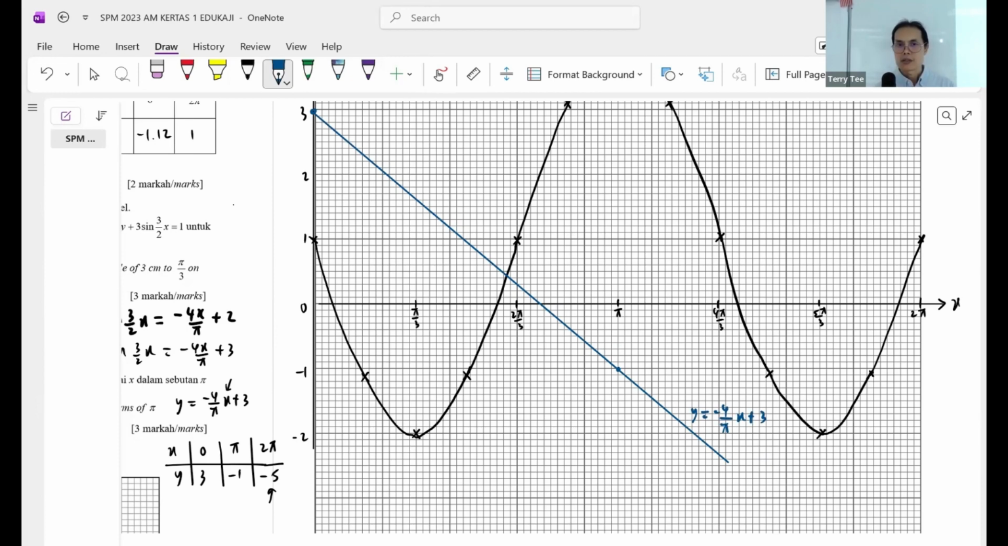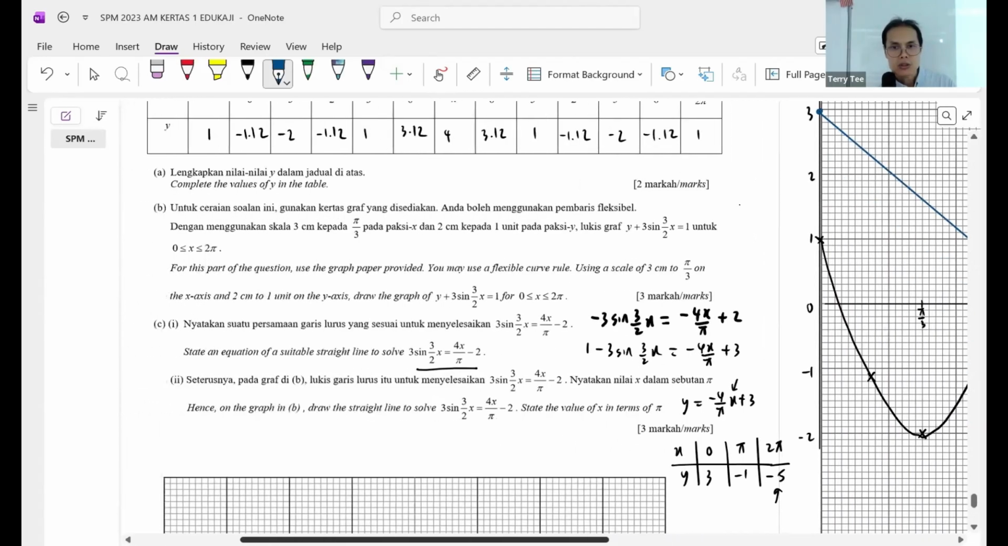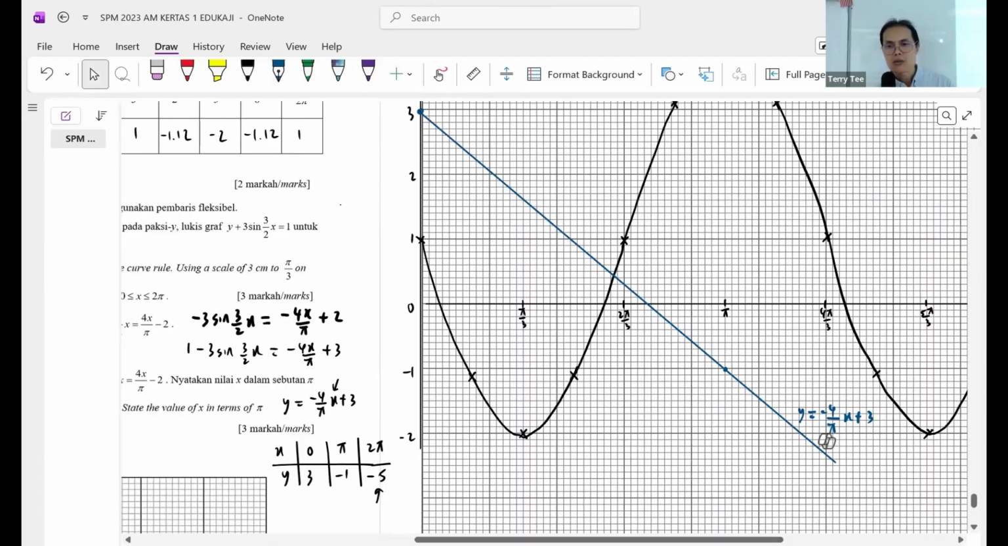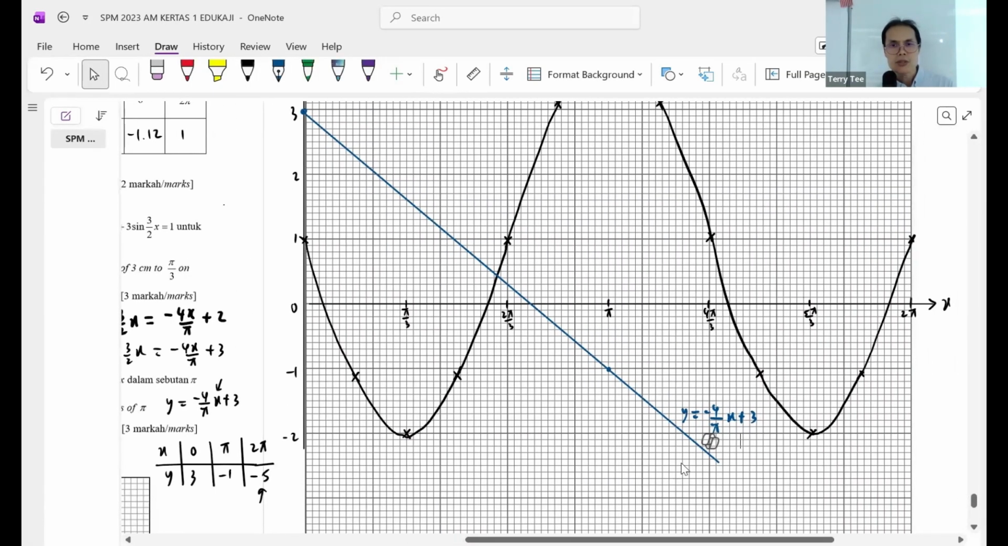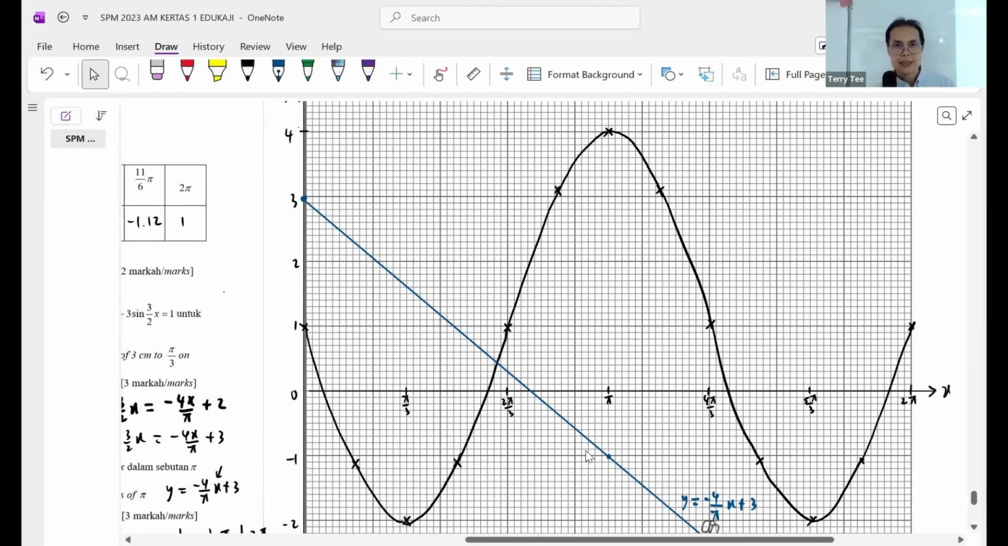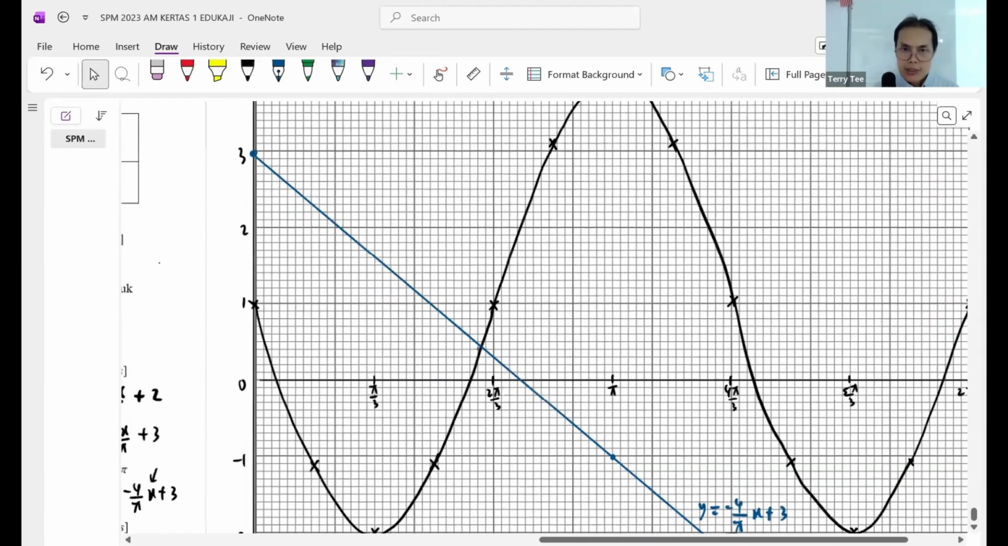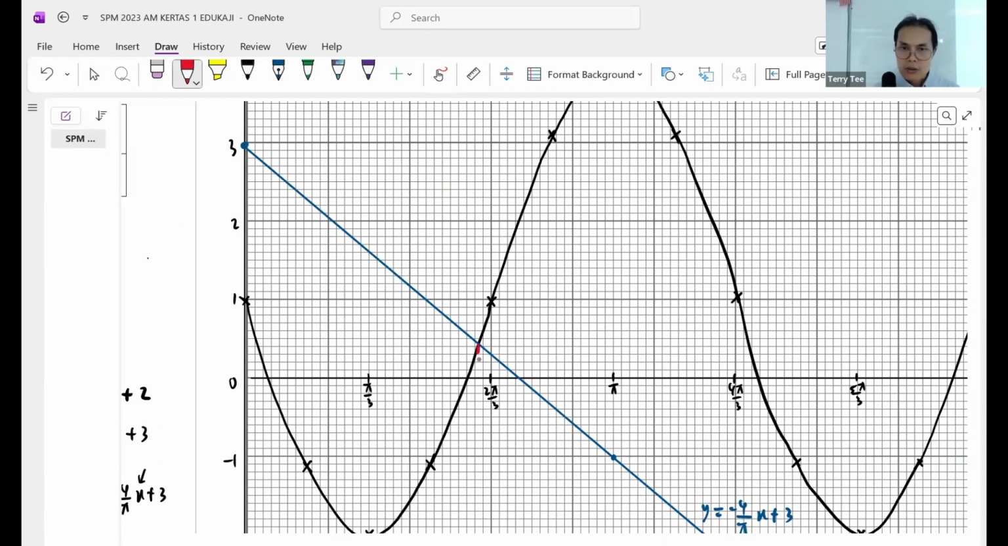So we need to find the solution to this equation. Now, because the question says find the solution, you draw the graph, state the value of x in terms of pi. So this is the annoying part. We normally find the number of solutions, but for this question, we have to use a graph to find the exact solution. Okay, look at this. Where's the point of intersection? It's here. It looks like in between. So you count the number of boxes. There are how many boxes? 28 and a half. Not 28, 28 and a half.